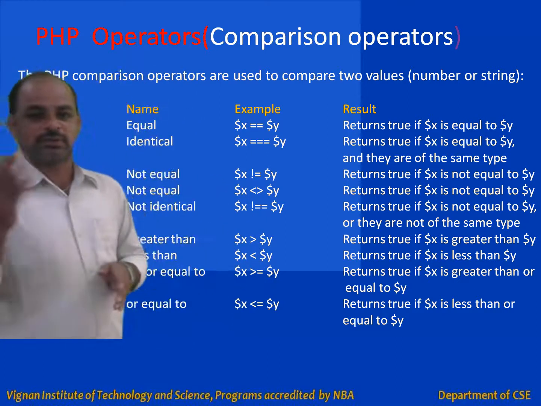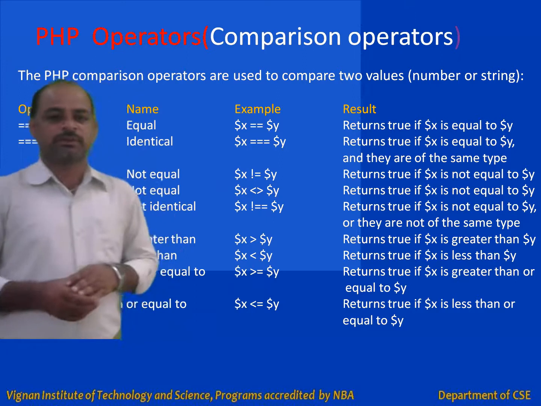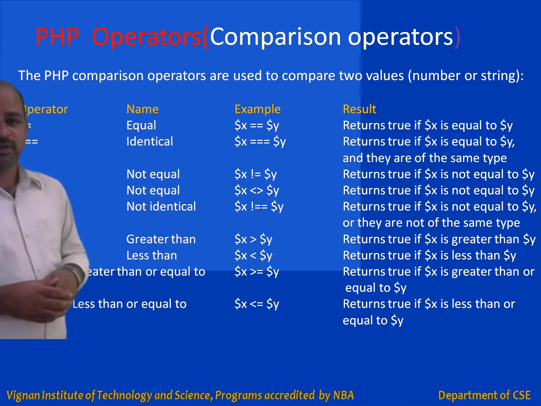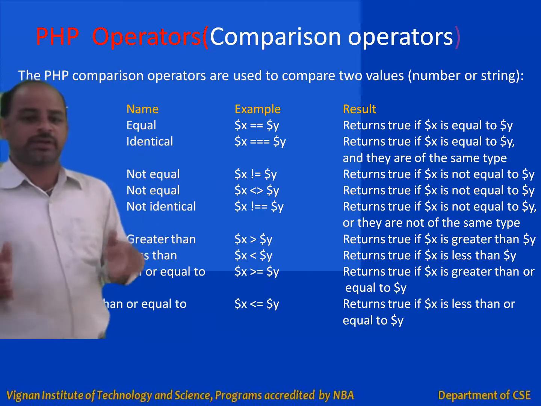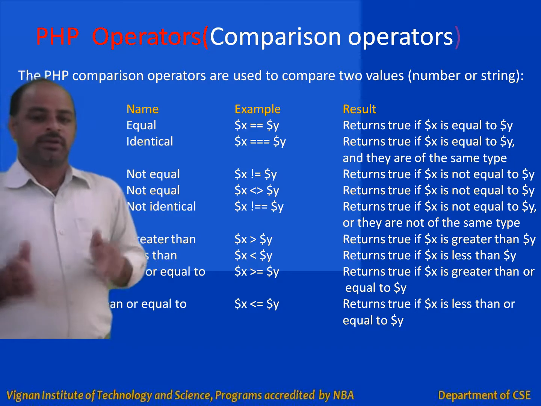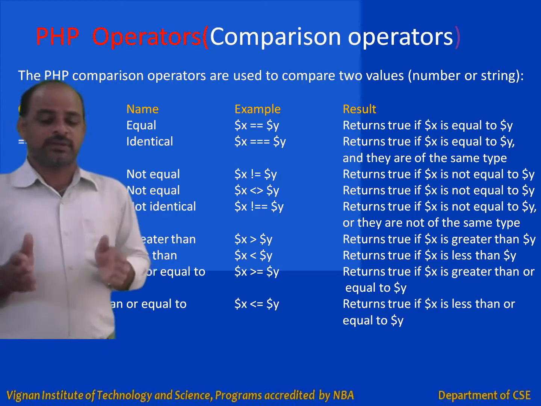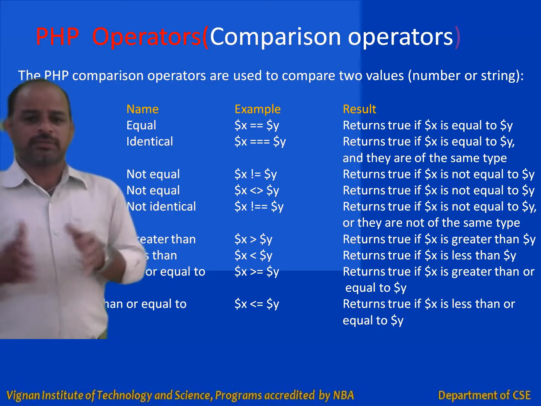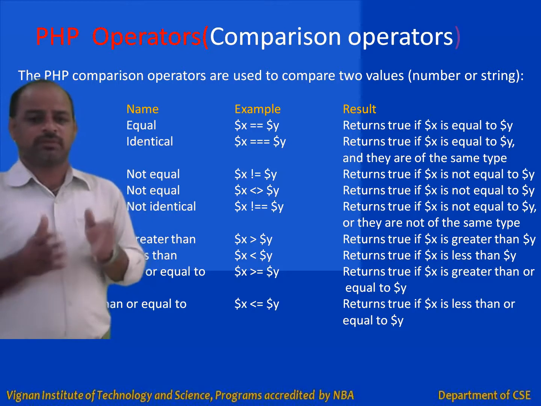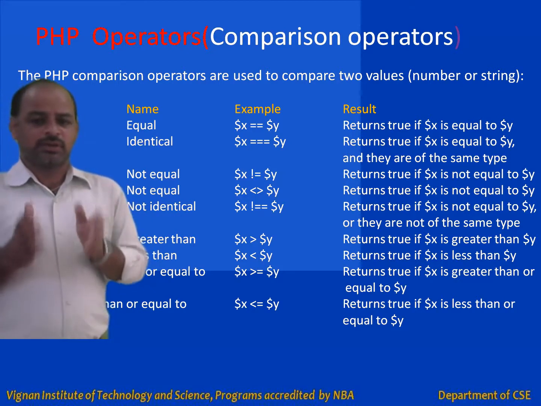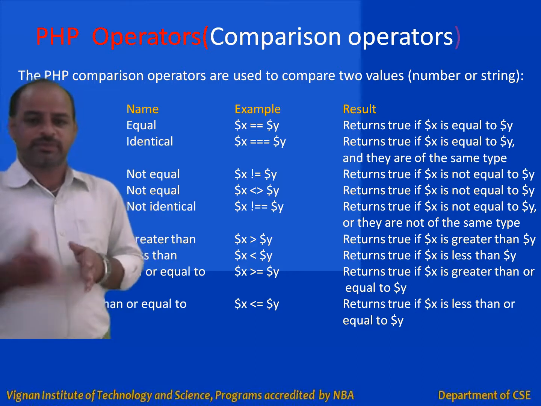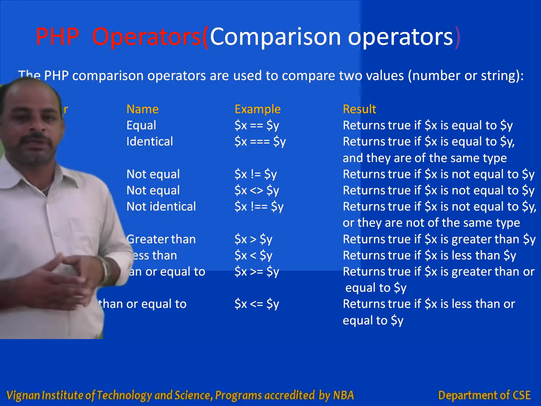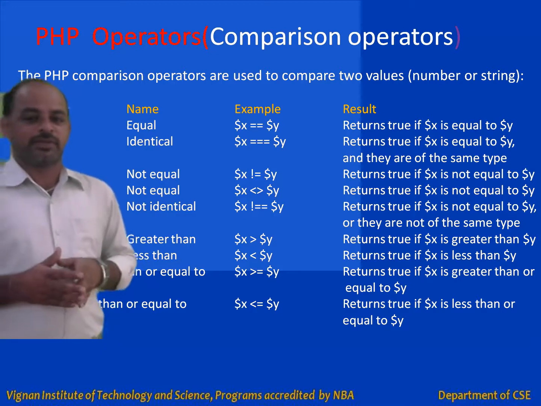So you can see there are various kinds of comparison operators. There is equal operator, identical operator, not equal operator, not identical, greater than, less than, and operators greater than or equal to, less than or equal to operators. So I think you are familiar with what is equal operator, what is not equal, less than, greater than, all this. But two new operators are introduced in PHP. Those are identical and not identical operators, right?